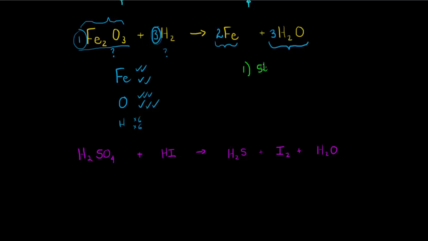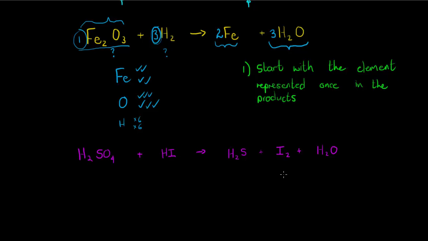Okay, first, start with the element represented once in the products. So in this case, there's a few elements represented once in the products. There is sulfur, iodine, and oxygen. It's actually only hydrogen that is represented more than once.